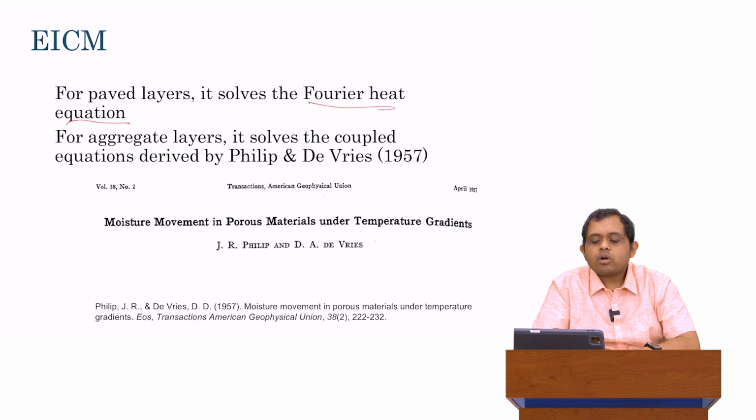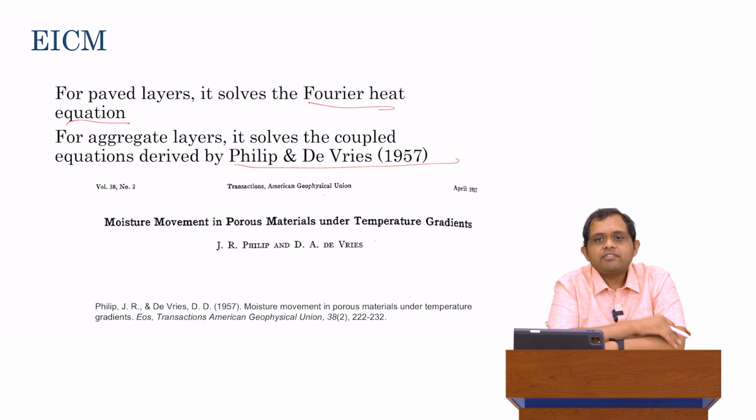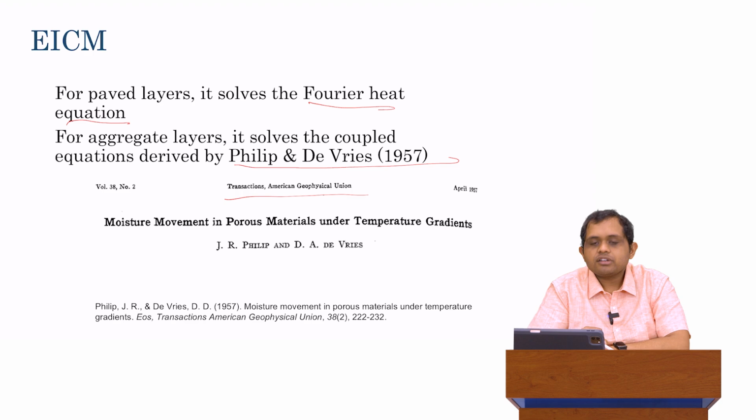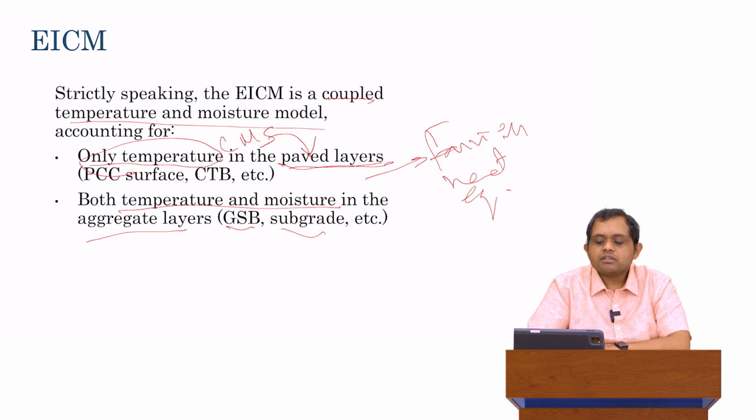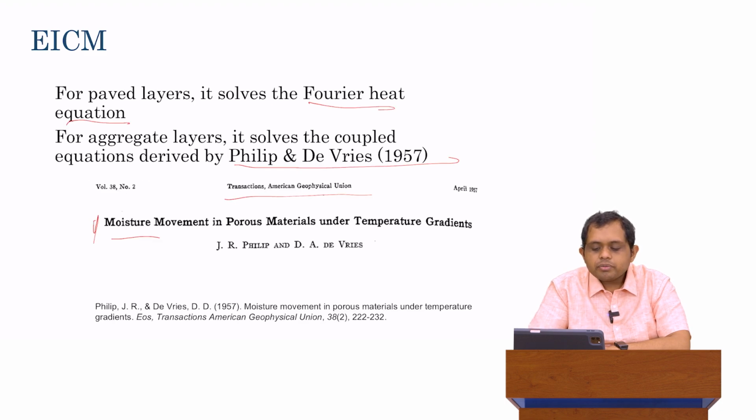There is a particular model developed by two gentlemen, Philip and de Vries, in 1957. So these were two European scientists actually. It was published in the journal called Transactions of the American Geophysical Union in 1957. The title tells you everything you need: Moisture movement in porous materials under temperature gradients. Porous materials is referring to these aggregate layers. Moisture movement in those aggregate layers under temperature gradient.